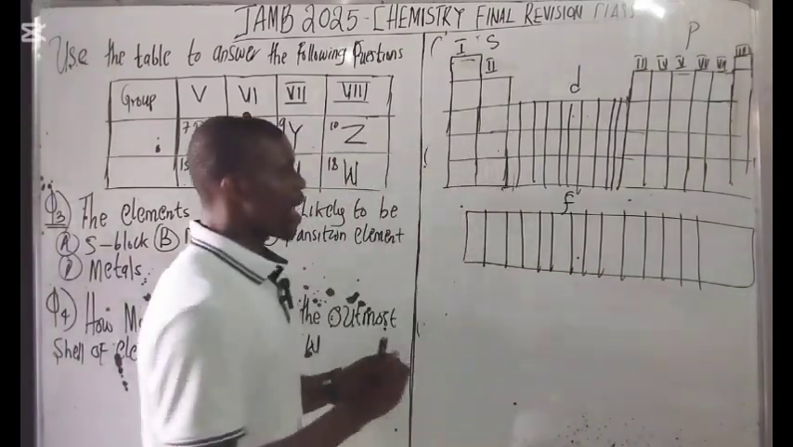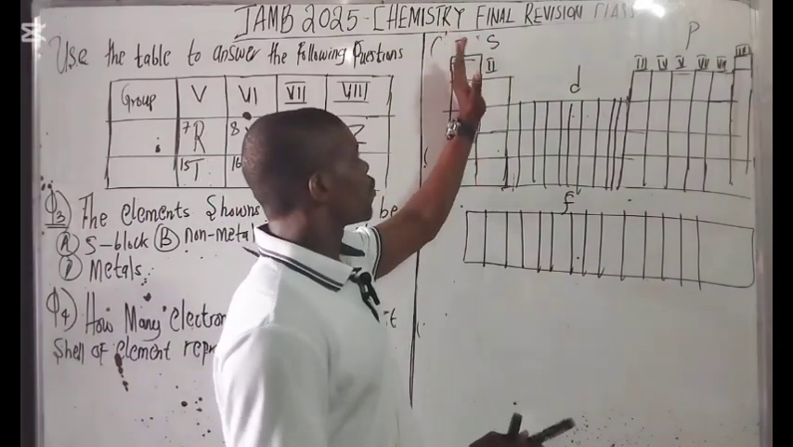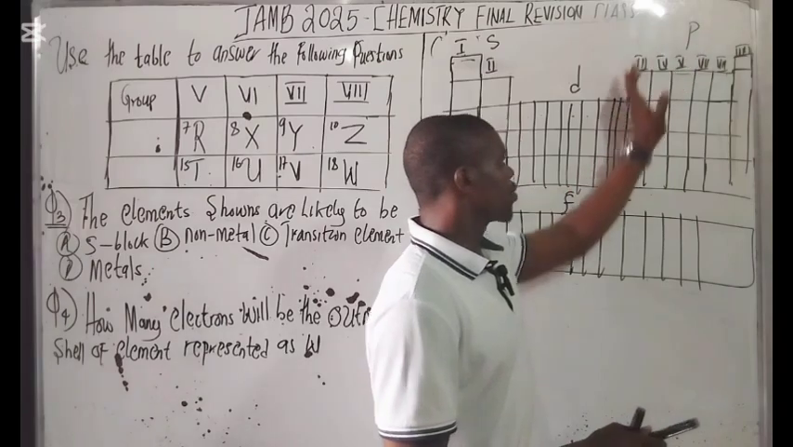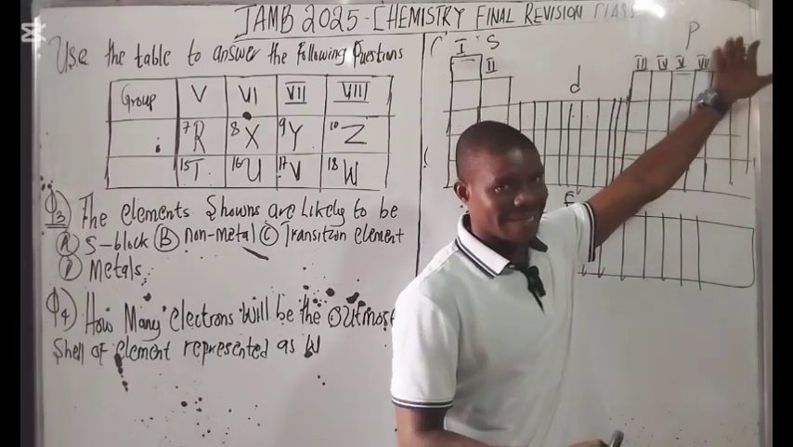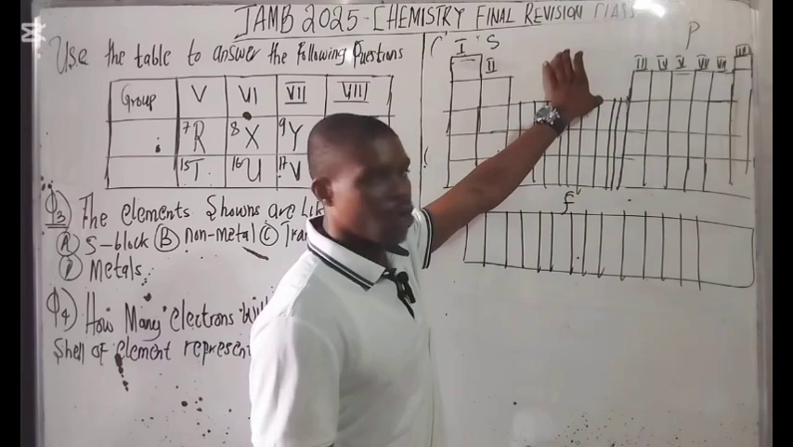You see that? Now the S block is group 1 and group 2. The P block is group 3, group 4 up to group 8, right? The D block is the transition metals.